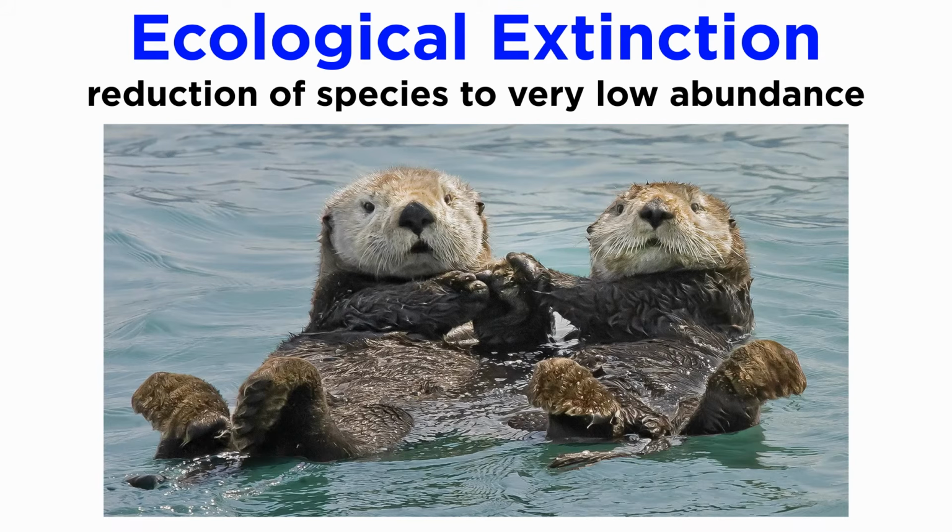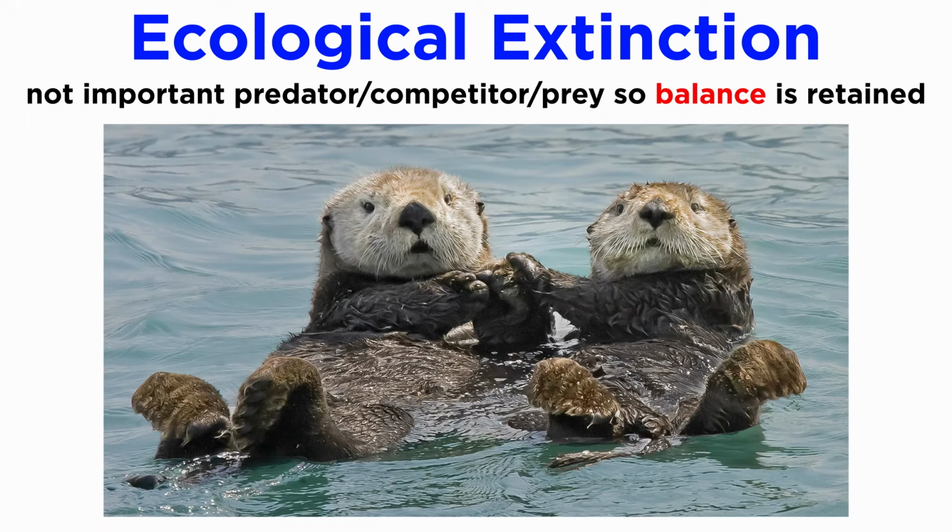It can be defined as the reduction of a species to such low abundance that, although it is still present in the community, it no longer interacts significantly with other species. In other words, if the species is no longer an important predator, competitor, or prey, its loss results in little to no adjustment to the abundance and population structure of other species, which the balance of the ecosystem relied upon.